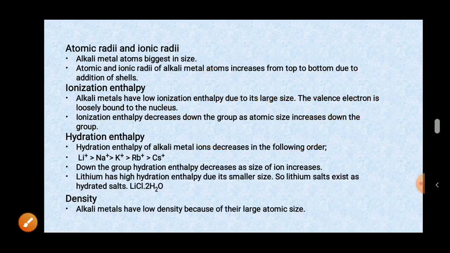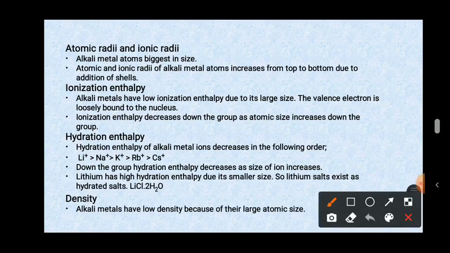Now, hydration enthalpy. What is the meaning of hydration enthalpy or hydration energy? First I will explain the meaning of hydration. Hydration means a substance combines with water. The word hydration itself denotes water. A hydration reaction is a chemical reaction in which a substance combines with water.